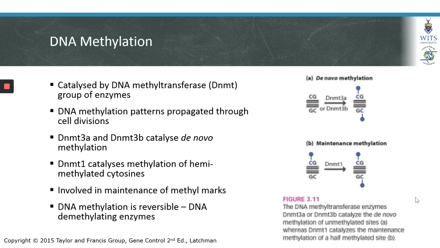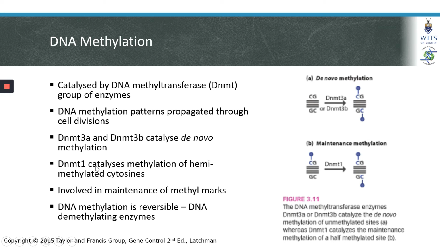DNA methylation is catalyzed by a group of enzymes called DNA methyltransferases. This can be shortened to DNMT. DNA methylation patterns have been shown to be propagated through cell divisions, which means that after DNA replication and cell division, those methylation patterns are maintained. DNMT3A and DNMT3B catalyze de novo DNA methylation. By de novo, we mean new. So this means that DNA that was not originally methylated can now be methylated by these particular enzymes.